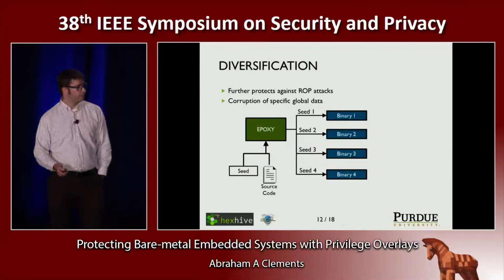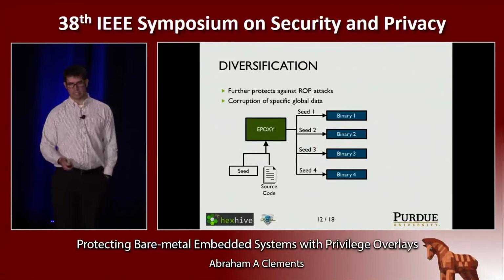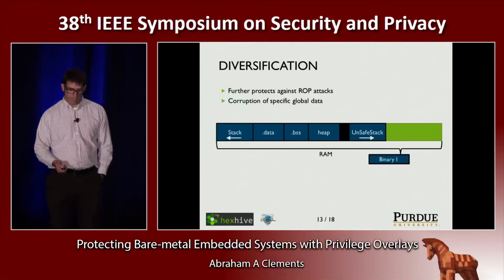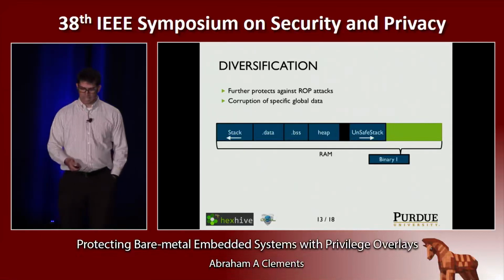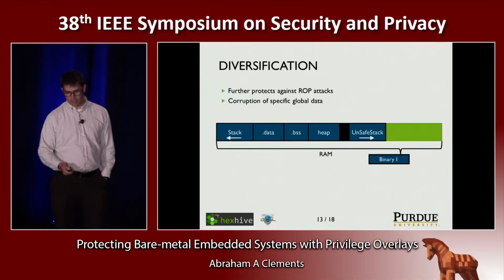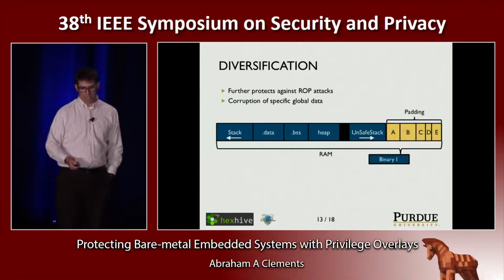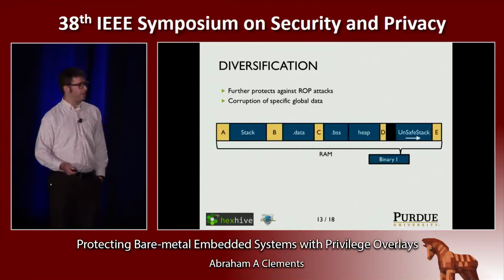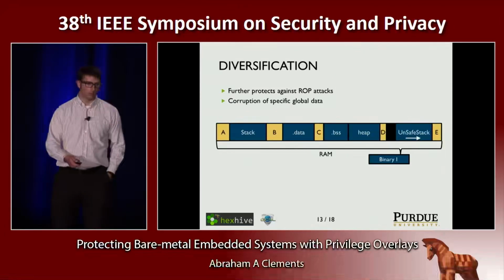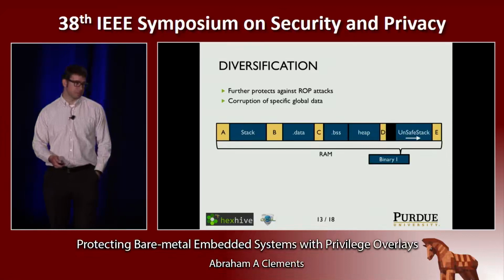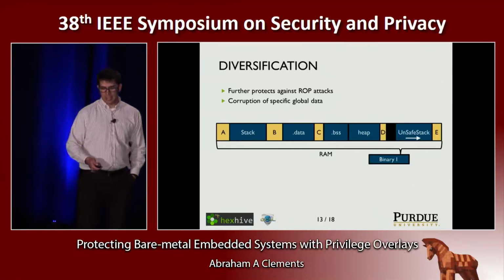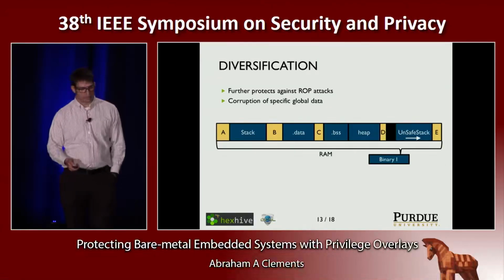The way that we apply diversification is EPOXY takes a seed. Based off that seed, it generates a unique binary. When we look inside this binary, we have the RAM, and in the green area, we've got unused memory. We take that unused memory and break it up into 5 chunks of padding. These 5 chunks of padding we distribute throughout the remainder of the application. A portion goes to providing randomization to the stack address. Part of it is combined with the data and the BSS, and then between the heap and the unsafe stack.